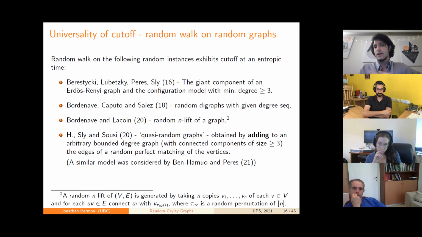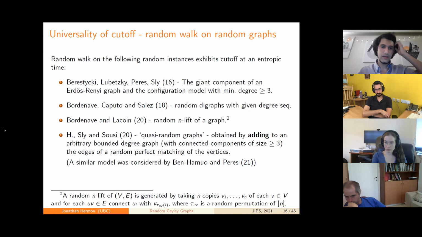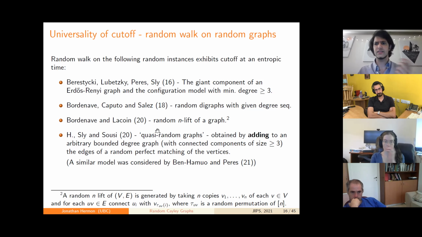What's remarkable about that case is that this is not a reversible Markov chain, and the stationary distribution is not very well understood. But even without knowing the stationary distribution, they were able to prove cutoff at the entropic time. Another notable example is Bordenave and Lacoin, who proved cutoff for random walk on a random n-lift of a certain base graph. When I say certain, I mean an arbitrary, connected graph.